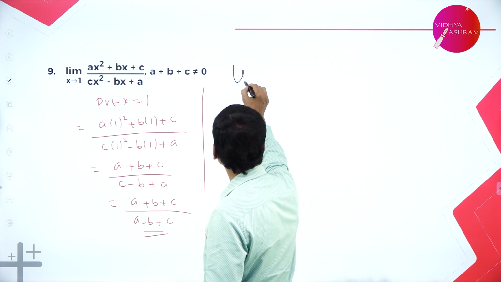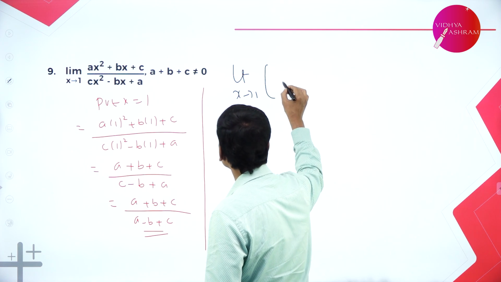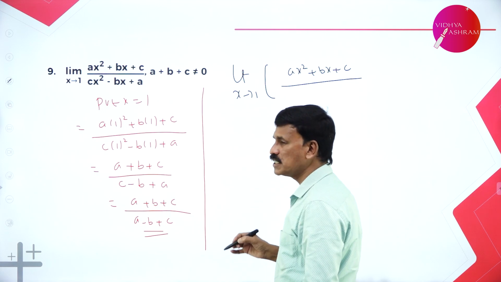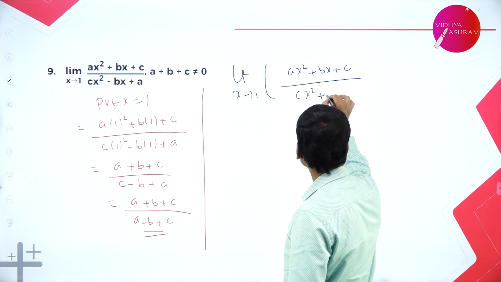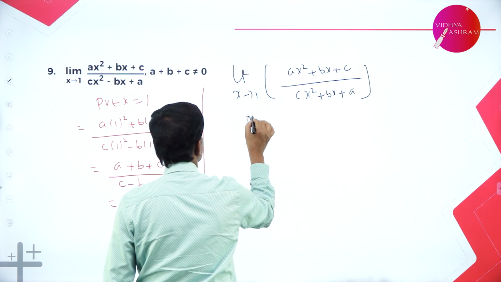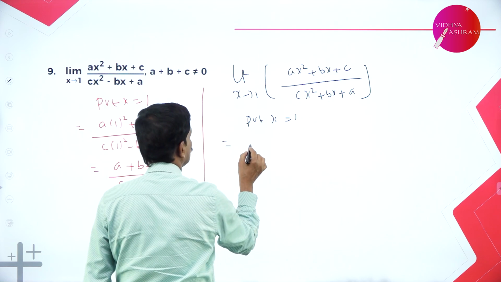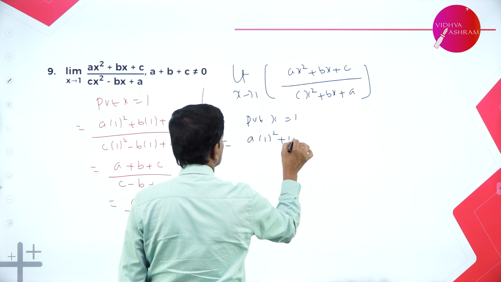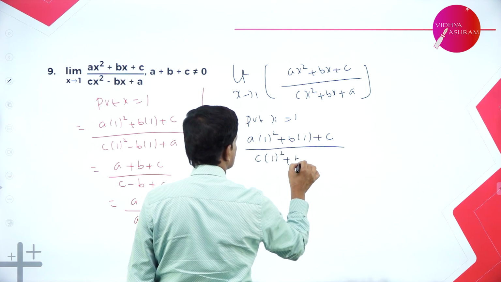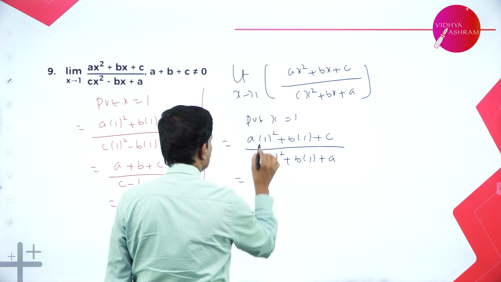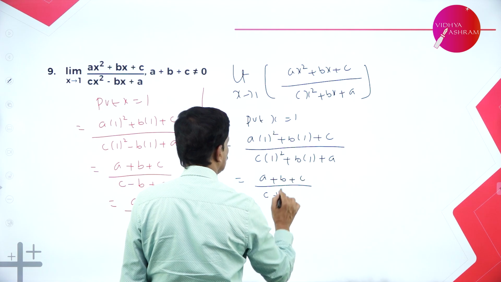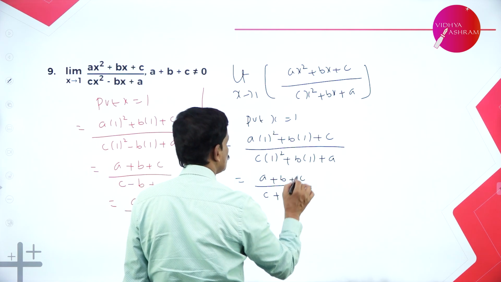On the other hand, one more problem is: evaluate limit x tends to 1 of the same numerator, ax square plus bx plus c, divided by, in the denominator, cx square plus bx plus a. If it is like this, then here put x is equal to 1. So, what you will get? A into 1 square plus b into 1 plus c divided by c into 1 square plus b into 1 plus a. A into 1 square is a, plus b into 1 is b, plus c, divided by, in the denominator, c into 1 square is c, b into 1 is b, plus a.